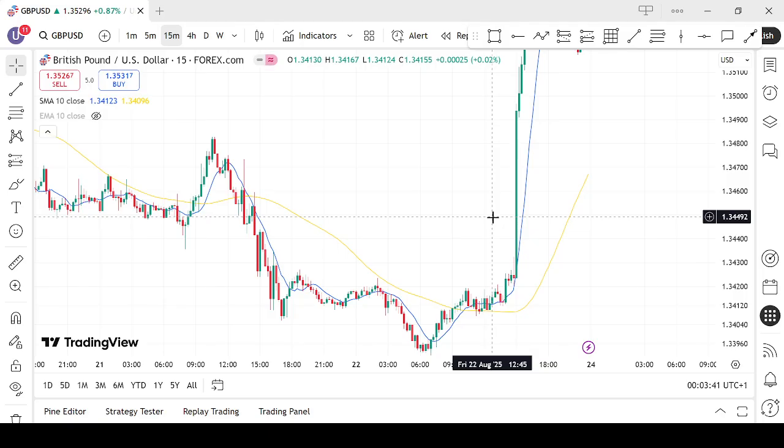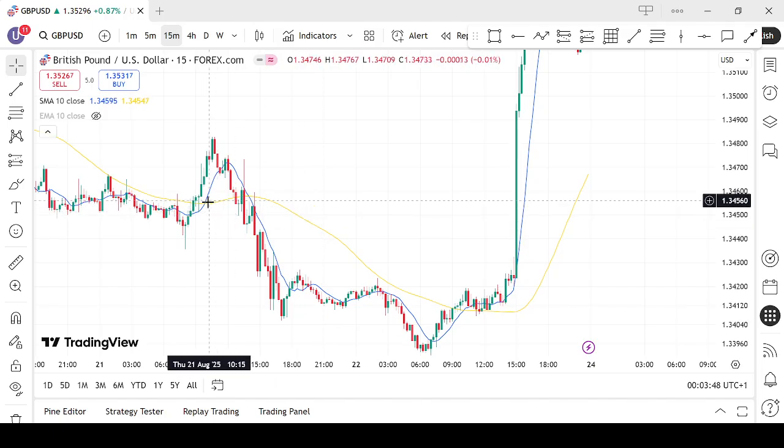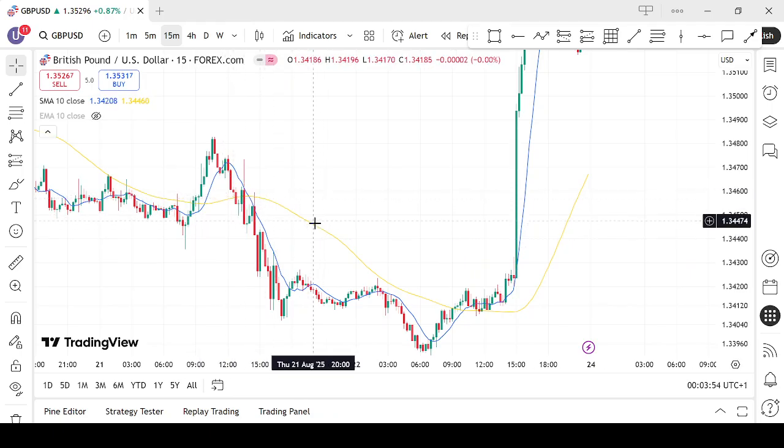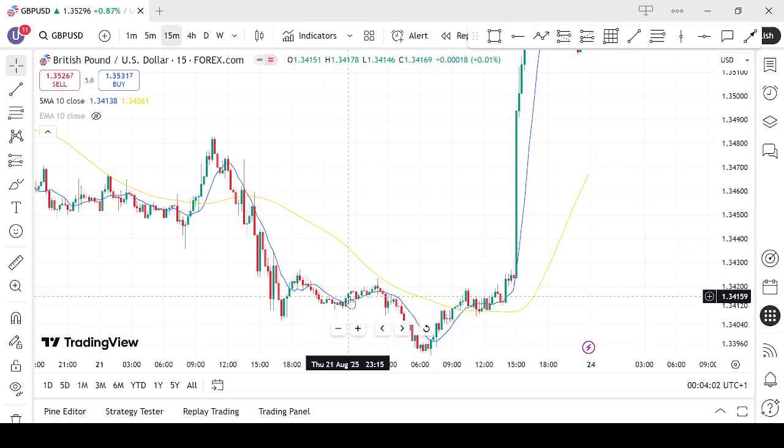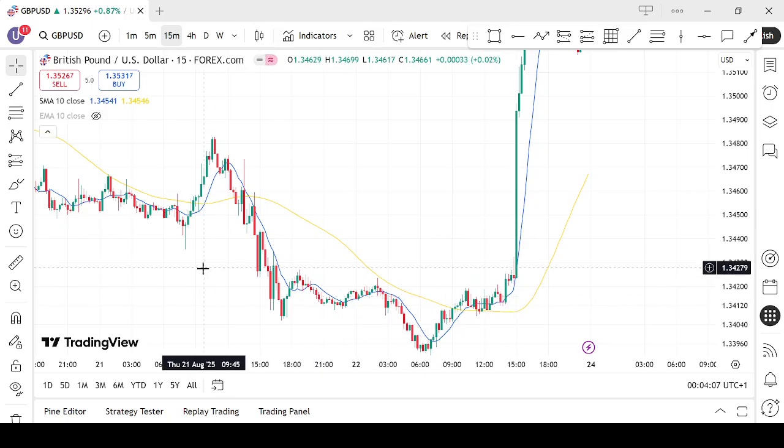This is known as the golden cross. Conversely, when the shorter term moving average, which is the blue line, crosses below the longer term moving average, that's the 50 moving average, it is called a death cross. Golden cross is when it crosses above, death cross is when it crosses below the longer term moving average. So let's see how we can apply this to our trading strategy.